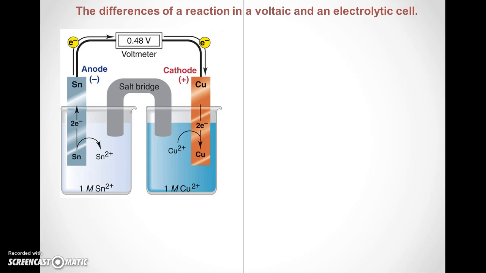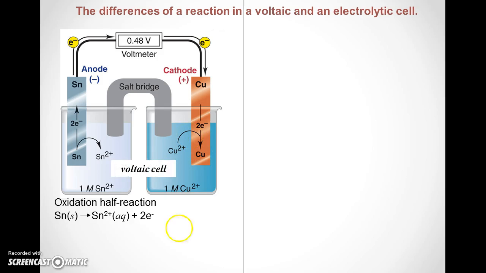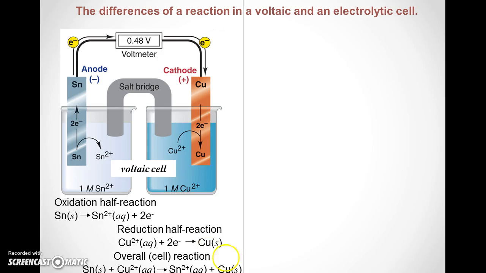If we think about just a voltaic cell, this is a spontaneous process where our anode turns into ions and our cathode turns into solid metal. So our half reactions would be our tin turning into tin ions, losing electrons, our copper ions turning into solid copper, gaining electrons. So our overall reaction is solid tin turning into ions and copper ions turning into solid copper. It's spontaneous and it creates volts.